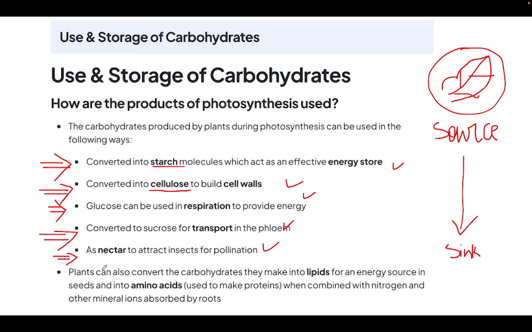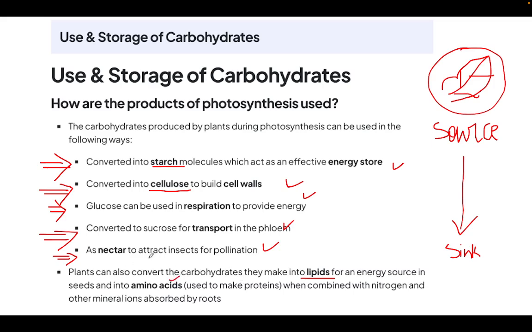Now, most important thing as well, plants can also convert carbohydrates they make into lipids. Means plants can convert glucose, which is a carbohydrate, into lipids for an energy source in the seed, and also into amino acids. By the way, we saw that glucose which is produced is transported via the phloem in the form of sucrose. Means sucrose can be transported in the phloem. Also amino acids can be transported in the phloem. We should know this one also can be transported.